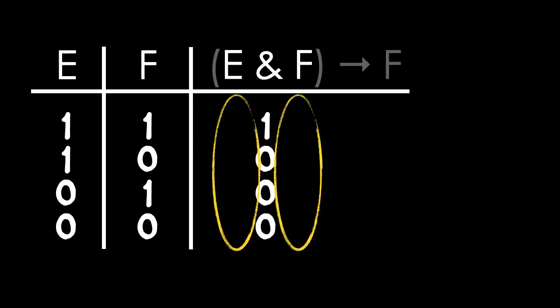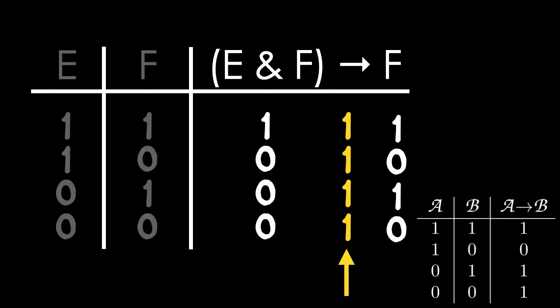Note, we could have copied over the values for E and F in these spaces I've marked on the slide. If you want to do that, that's fine. But it's really just extra bookkeeping. Because now we need to determine the value for the conditional. And that just looks at the value for the conjunction and for F. So 1 arrow 1 gets a 1. And 0 arrow 0, 0 arrow 1 also get 1s.